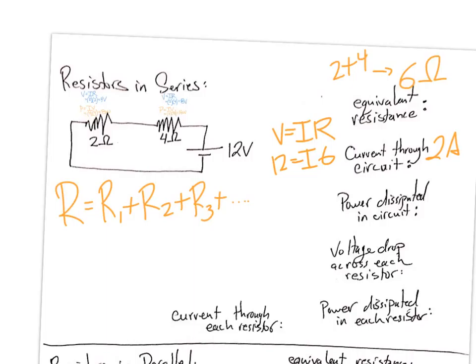Power dissipated in the circuit, that would be heat. So let's see, P equals IV, so we know that we have a current of 2 amps, and we know that we have a voltage of 12, giving us a total of 24 watts of power being dissipated in the circuit. So used up, and they would be heating stuff up because the power is dissipated as heat. Okay, voltage drop across each resistor.